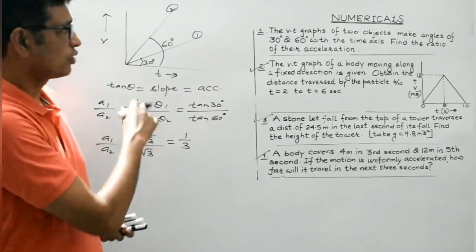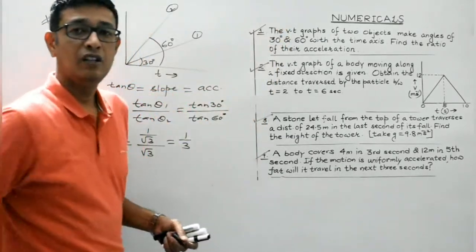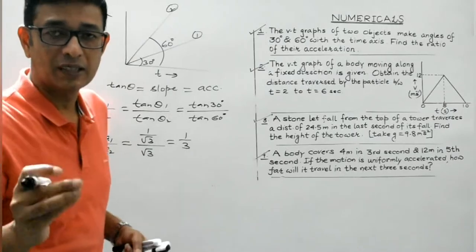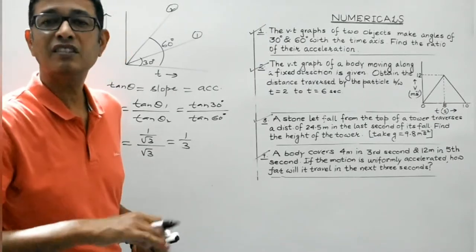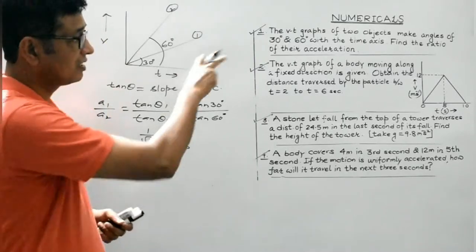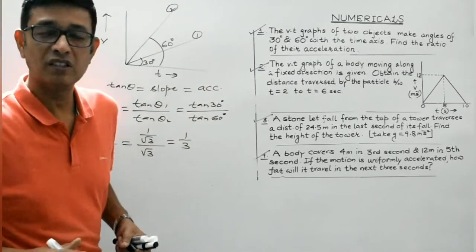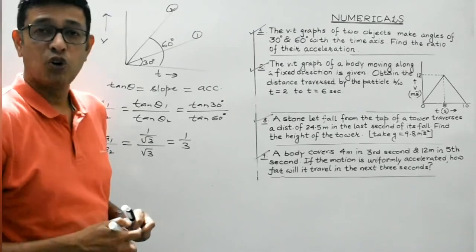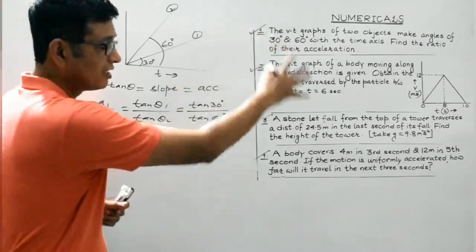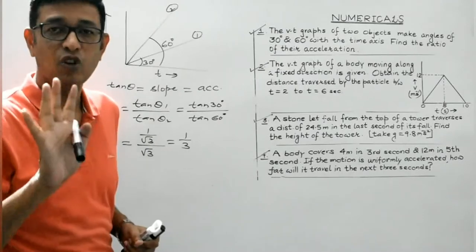So students, this question was relatively simple, which makes use of the concept that the slope of VT graph will give us acceleration. And in this case, the ratio of the acceleration of the two bodies is found to be 1 by 3, right? So students, I hope you have thoroughly enjoyed this session and understood the concepts involved in each of these questions, right?